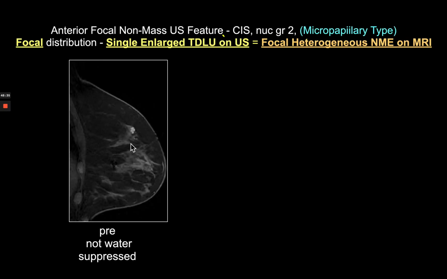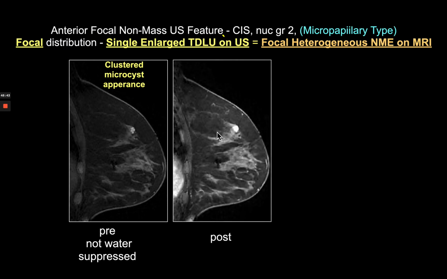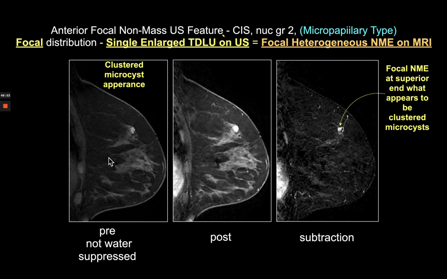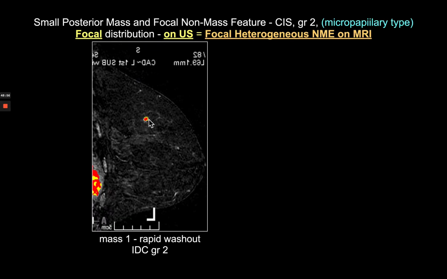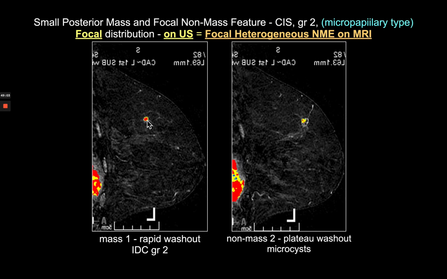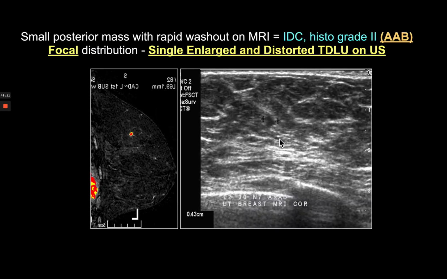When I look at the pre-contrast non-water suppressed, we can clearly see that they're clustered microcysts corresponding to the anterior non-mass enhancement. And when there's contrast and we subtract, we can see most of the enhancement is along the superior end of these clustered microcysts. Now the smaller, more discrete posterior mass has entirely rapid washout, and this was a small luminal A grade 2 invasive cancer, but we have mostly plateau washout in the clustered microcysts.